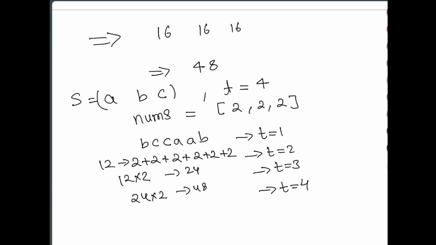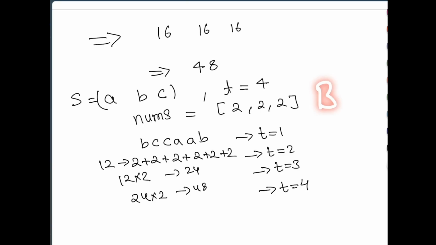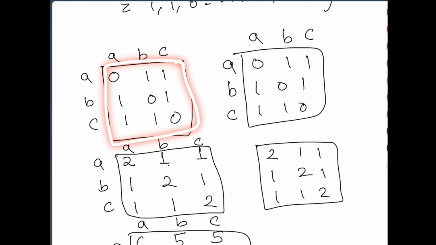Now let us do the same thing using the formula which we have just seen, that you have to say A multiplied by B to the power T. Now we will come to the A array. We will come to this particular 2D array of size 1 by 26. For now, let us focus on the array B. We have to say B to the power 4, right? So this is B, right? A can be converted to BC, B can be converted to AC, C can be converted to AB.